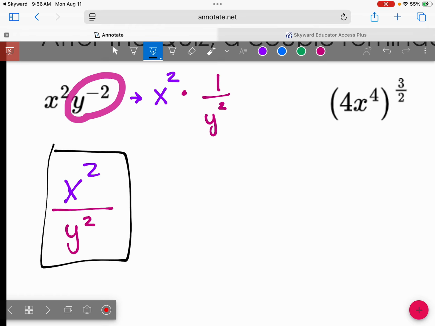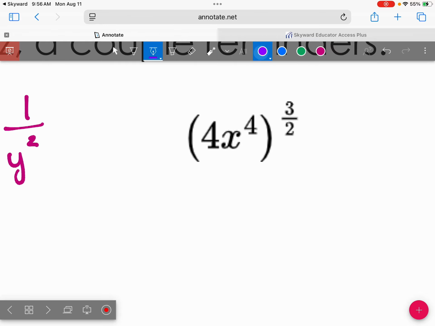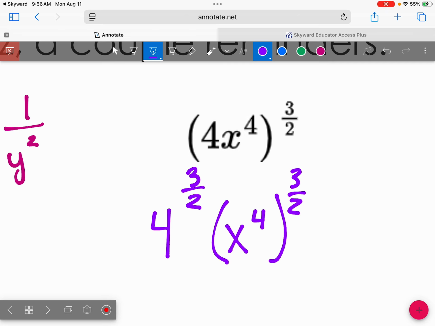Another thing I saw a lot of times was when we had powers over powers, particularly when there was a coefficient, we would just skip the coefficient. So when we have things being raised to a power, this needs to be 4 to the 3/2 and our x to the 4th to the 3/2. Both of them get that exponent. They both do.